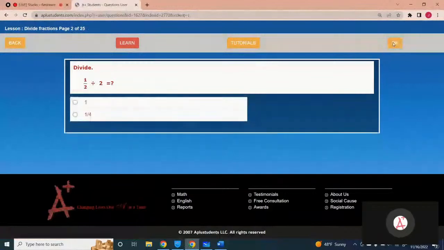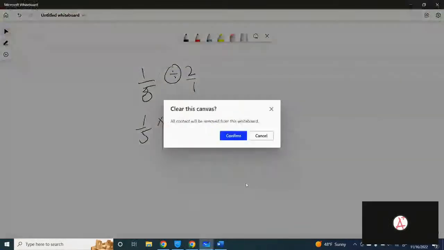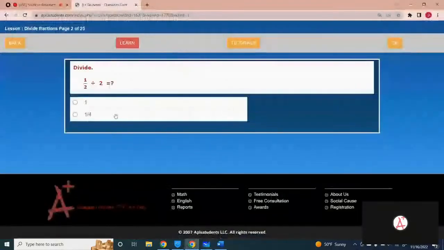Just select the correct option and click on the OK button. Okay, the next one is 1 over 2 divided by 2. Replace the division sign with the multiplication one and then take the reciprocal of the term right after the division sign. It would be 1 over 2. Yes, very good. It would be 1 over 4. Got it, everyone? So just select the correct option and click on the OK button.